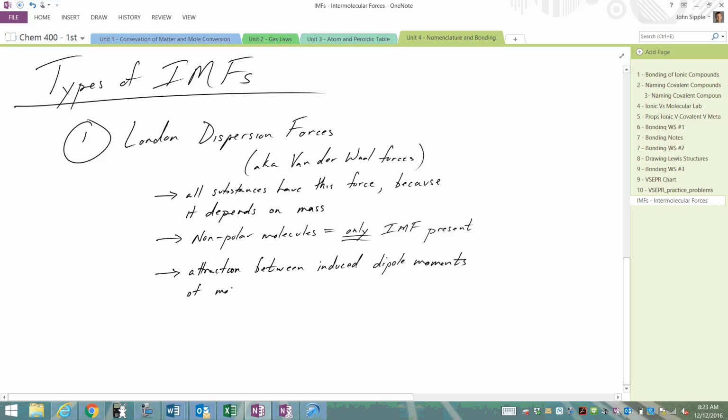Of molecules. Talk about that. What do you mean by that? All right, remember, what is a dipole moment? Okay, so dipole moment, we have a partial positive and a partial negative that is present.